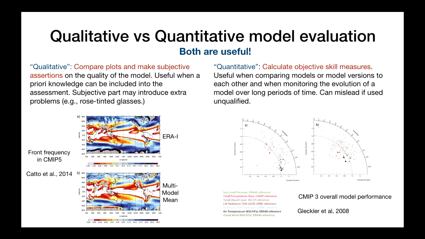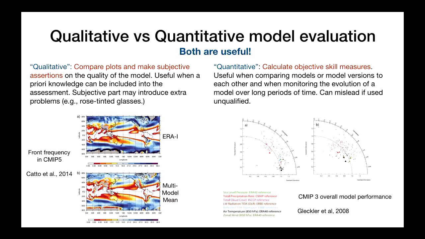Another few more philosophical considerations. You can argue there's qualitative and quantitative model evaluation. What do I mean by this? Well, qualitative means we make a bunch of maps, we look at them with our eyes, and we make subjective assertions about the quality of the model. Both are useful, by the way. There's no judgment here. It's simply that I want you to know that people go about this in a qualitative way.